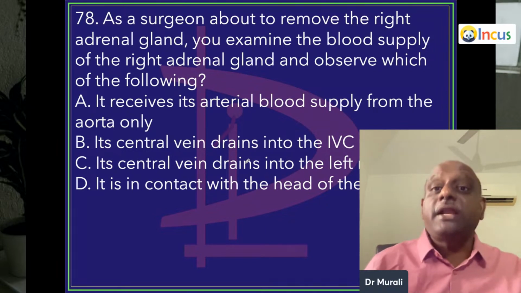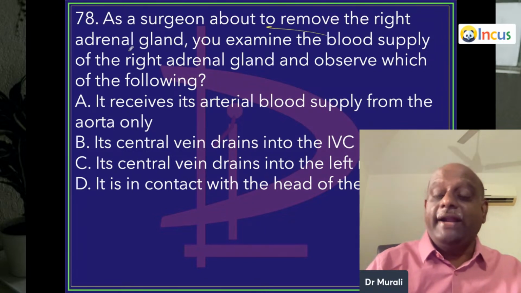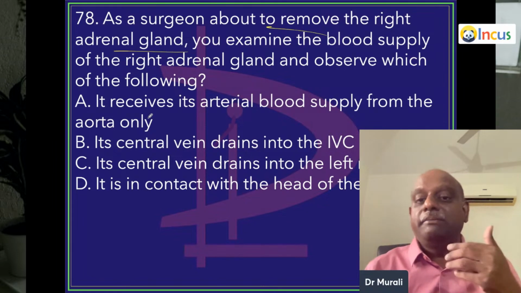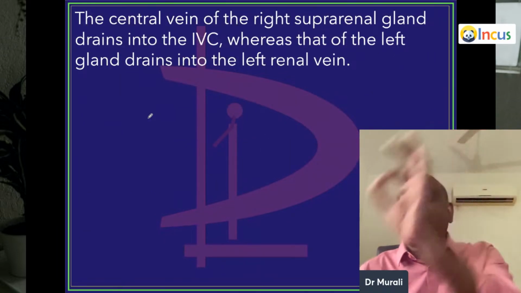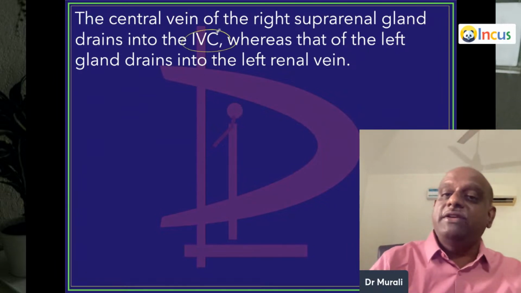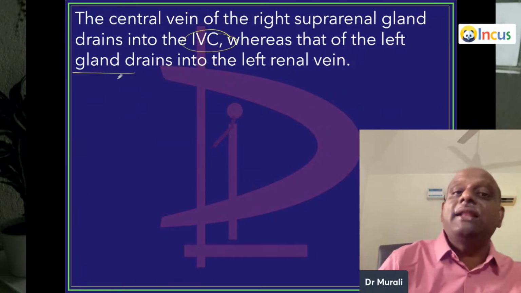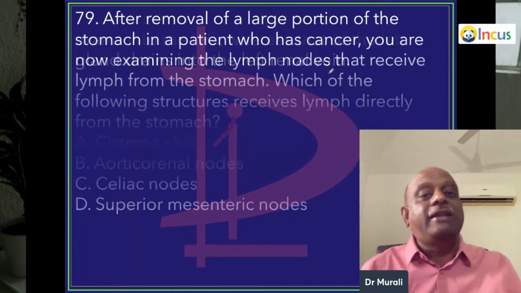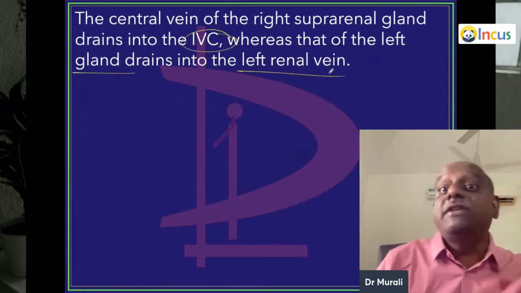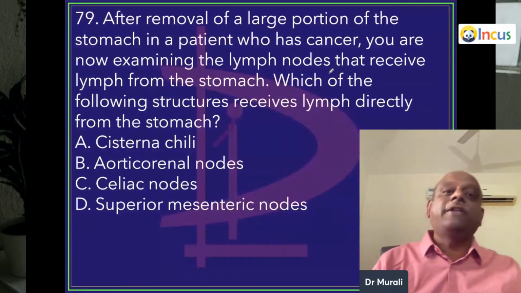Now, as a surgeon, you are about to remove the right adrenal. So what is the blood supply? So you should remember the central vein of the right suprarenal gland drains into IVC, whereas the left suprarenal, that is the adrenal gland, left side will drain into left renal vein, whereas right side drains into IVC directly. That is the difference between the two.